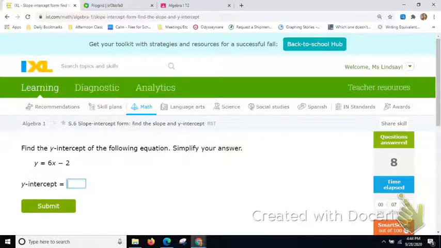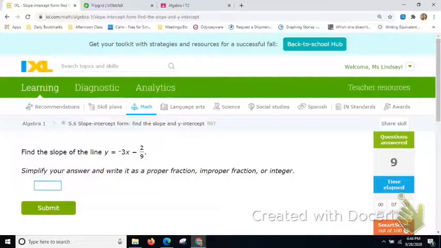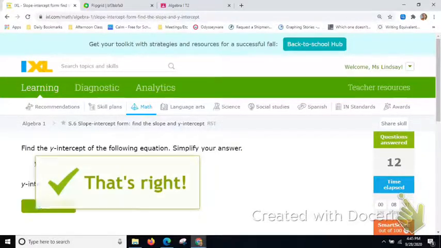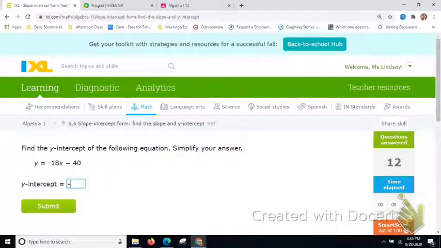Y-intercept, so I gotta pay attention. So that would be -2. Slope, -3. Slope, -3/8. So don't be distracted by how messy that equation looks. The Y-intercept, remember that's the b, that's the one being added or subtracted. That's the constant, so 27. Y-intercept, -40.